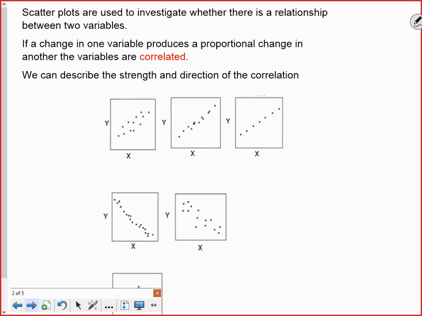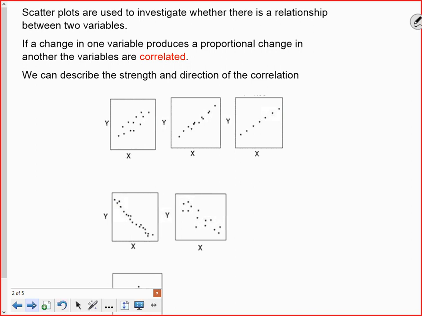All right, so scatter plots are used to investigate whether there is a relationship between two variables. And you've been doing this as far back as grade 9. You plot one variable on the x-axis, the other variable on the y-axis, and you look to see is there a trend in that scattering of points. If a change in one of these variables produces a proportional change in the other, we say that these variables are correlated. And this shows up as a trend in the data points that we've plotted in our graph.